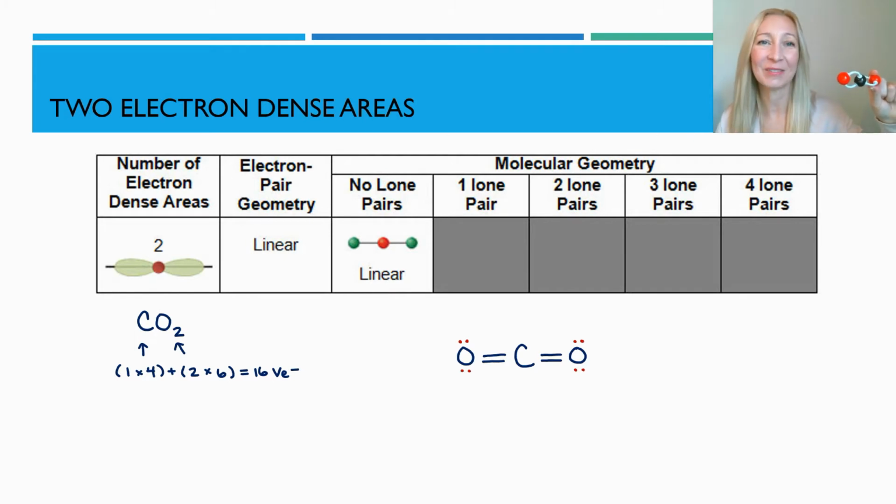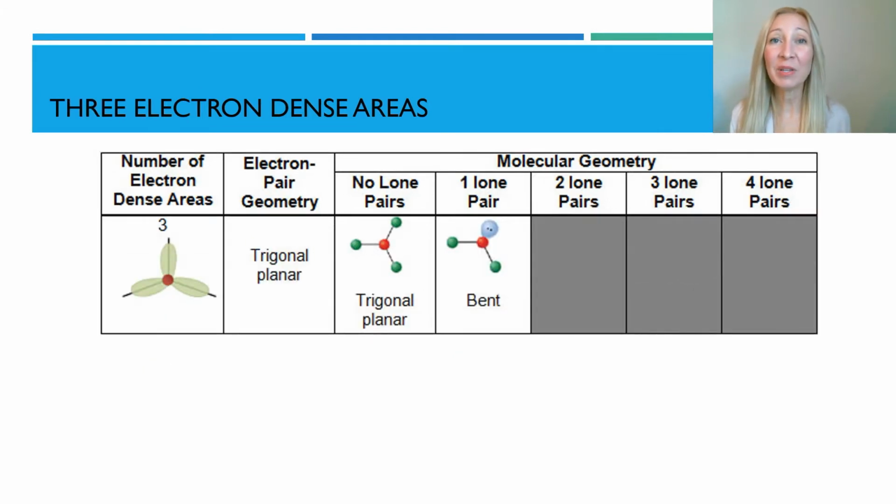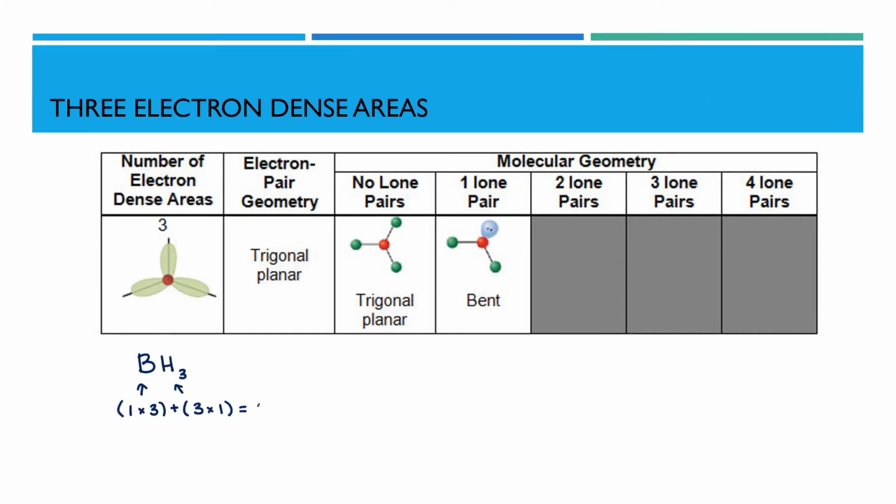More on that later. One thing I want you to pay attention to with these molecules is the bond angles here are 180 degrees. So from here to here is 180 degrees. And those bond angles are going to be important once we get into bigger molecules and molecules that contain more than one central atom. Now I want you to draw BH3. So draw the Lewis structure for BH3.